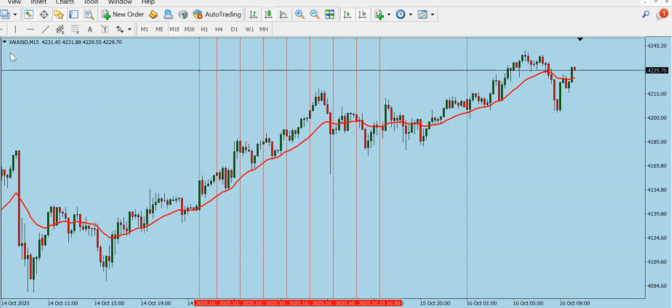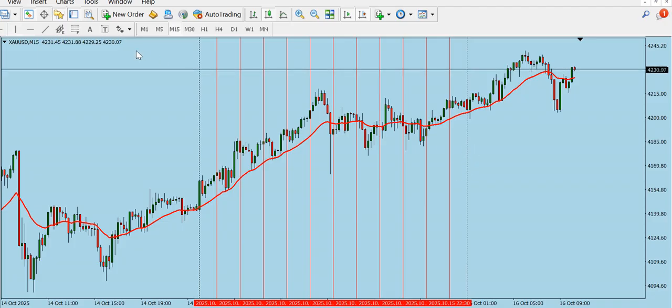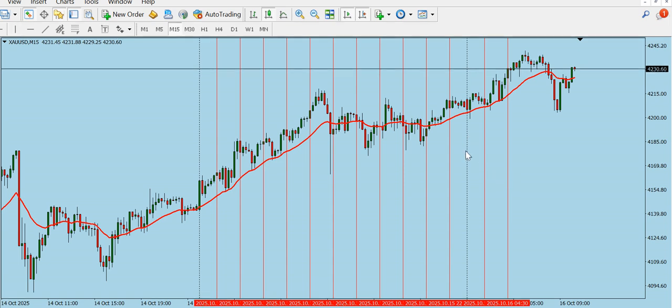That's 16:30. The next one will be at 18:30. The next vertical line will be at 20:30. The next one will be at 22:30. Then the next one will be at 2:30. The next one 4:30. Now this particular dotted line, that's the separation line.